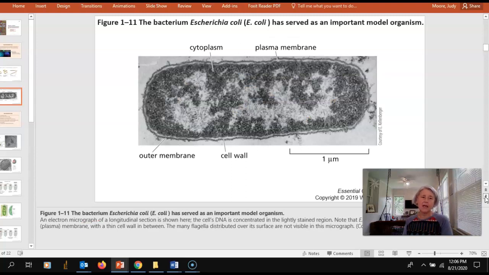One bacterium that everybody needs to know about would be E. coli. This is a common organism, a common bacterium that lives in the gut, lives in feces, but it also has served as an important model organism. We've been using E. coli to study important cellular functions for a long time, and very much is known about them.